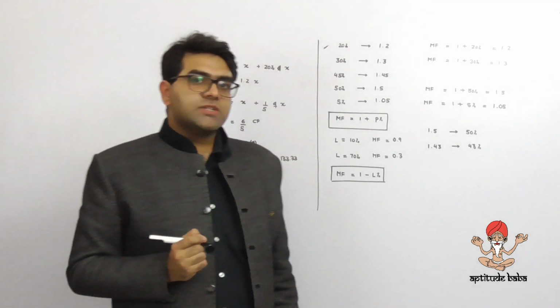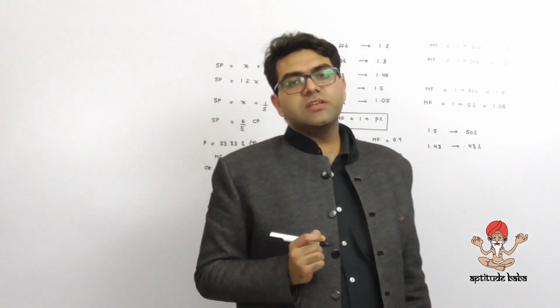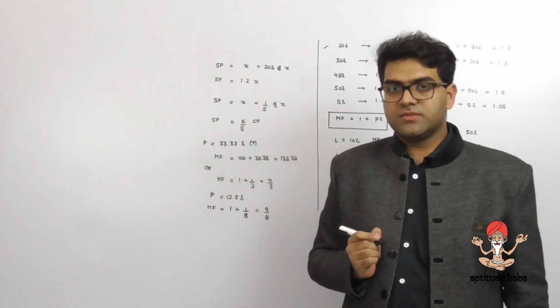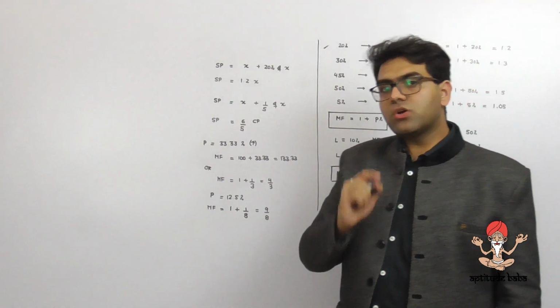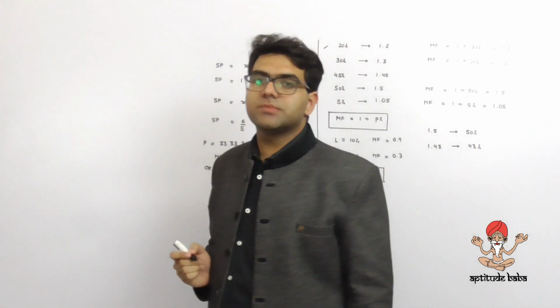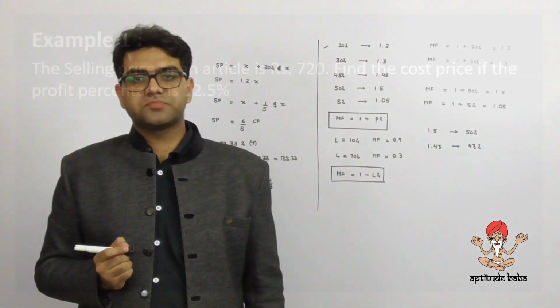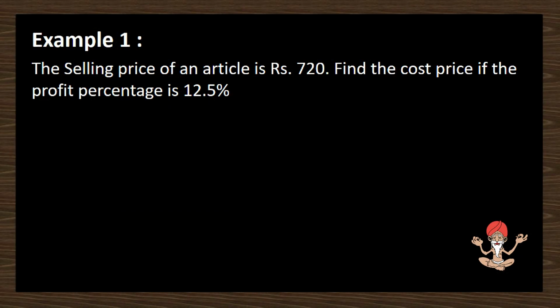What I'll be doing next is that I'll be reconsidering the question that we have already done, and we will be solving that question using the concept of multiplying factor. The selling price of an article is rupees 720. Find the cost price if the profit percentage is 12.5%.